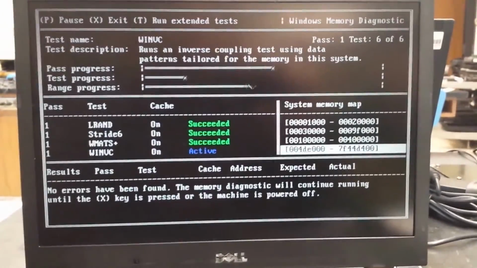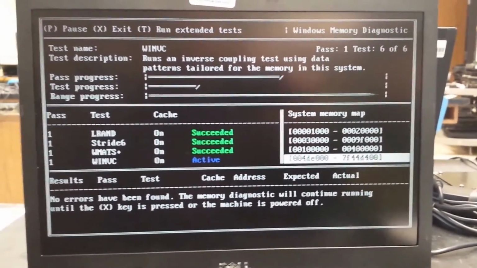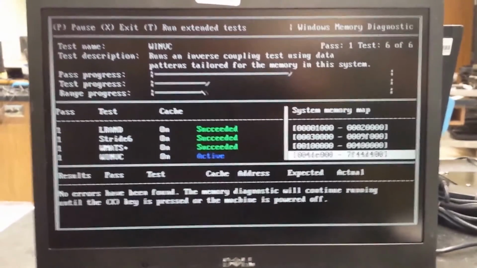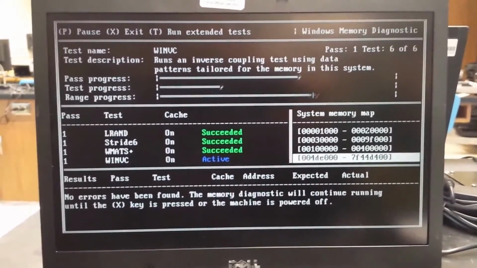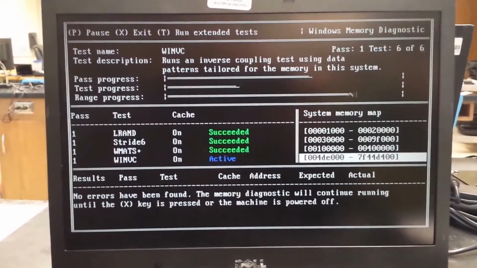And if you look on the top left side, it says pause, exit, and then T to run the extended test. So we're going to wait for Max's to finish the basic test before I hit T, because when I do hit T, it's going to start all over doing the extended test instead of the basic test, and I want to let his finish and make sure it's good first.